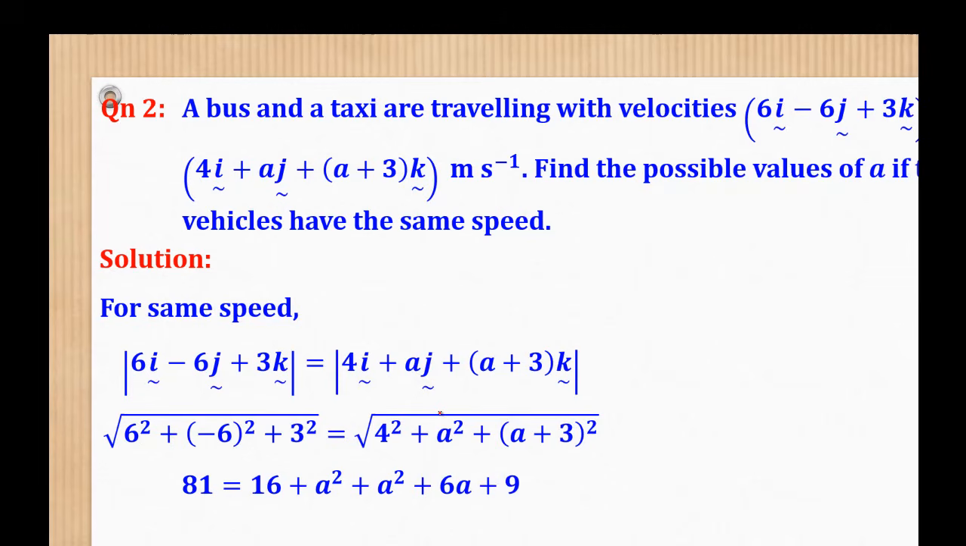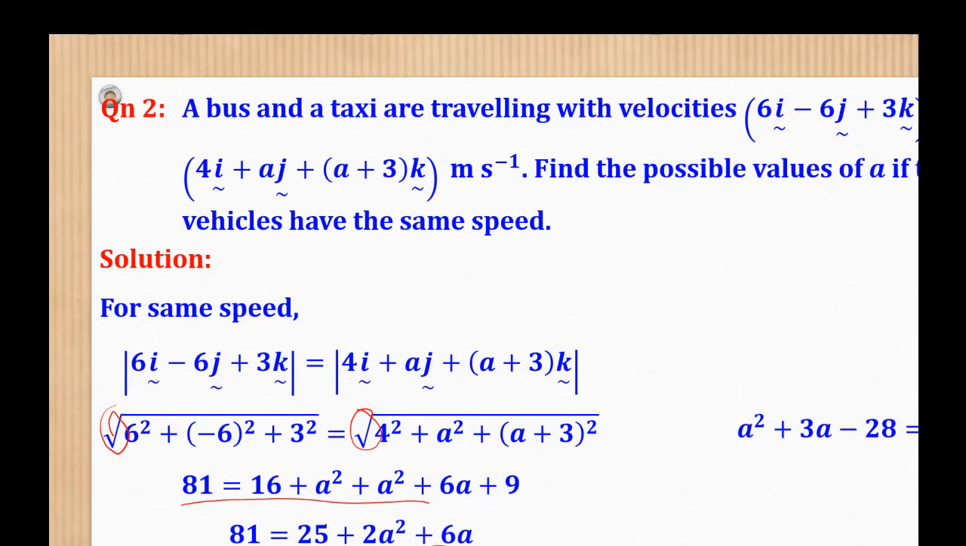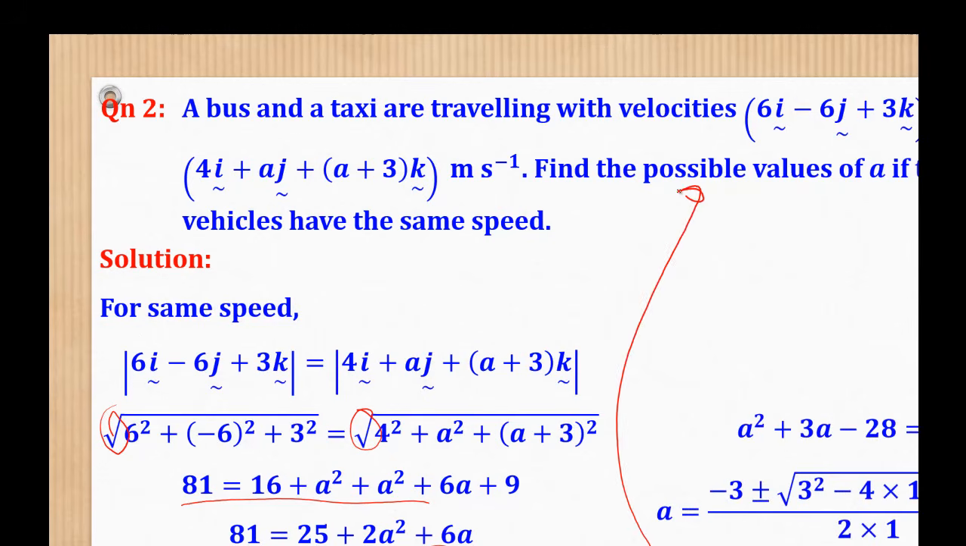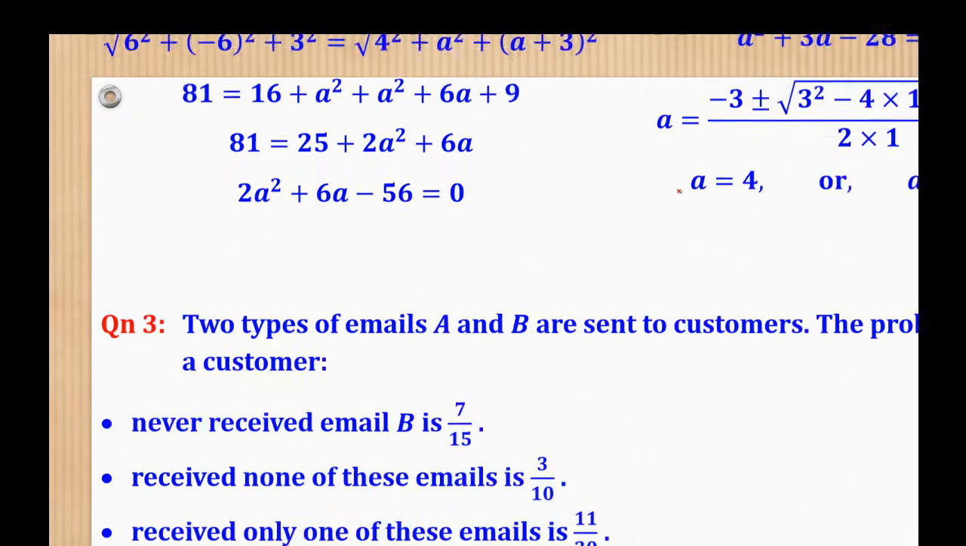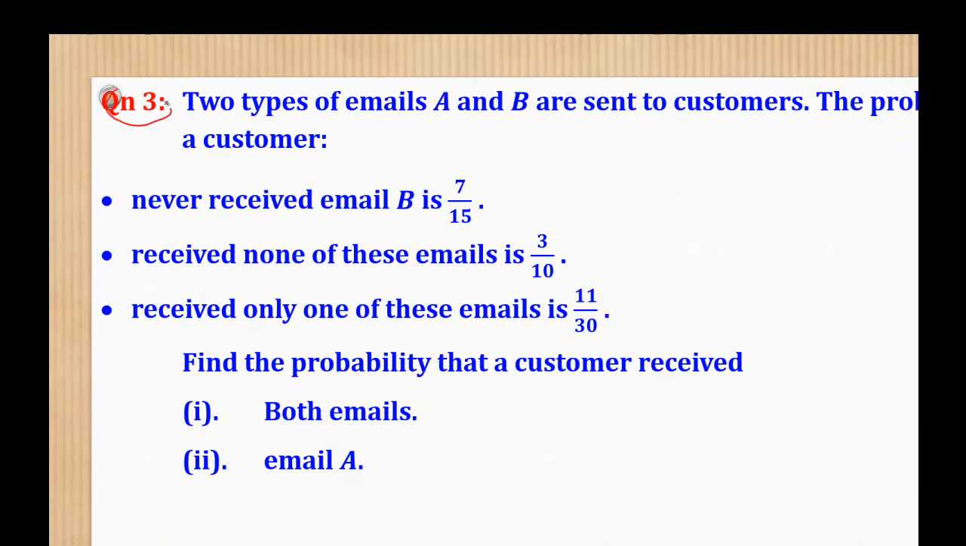Then now we have one unknown and we can make it the subject. You're going to realize that when you square both sides, this square goes away, even this one goes away, we remain with this. Then rearrange and we shall come up with a quadratic in A. That quadratic can be solved using the quadratic formula to come up with the two values of A. And that's what they wanted. That was question 2. Then question 3 says, 2 types of emails, A and B, are sent to customers.